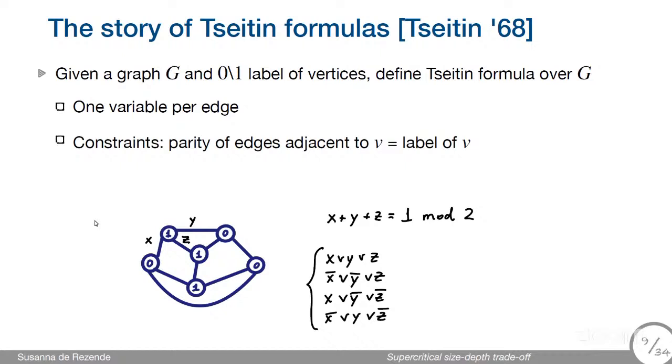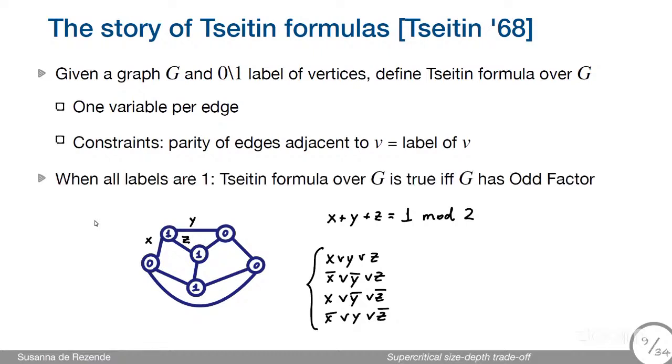Okay. So I don't know if you see already some relation between this and odd factor. But if you have all the labels 1, then the Tseitin formula over this graph is true if and only if this graph has an odd factor. So Tseitin formulas appear a lot in proof complexity. So I want to talk about some results in proof complexity.